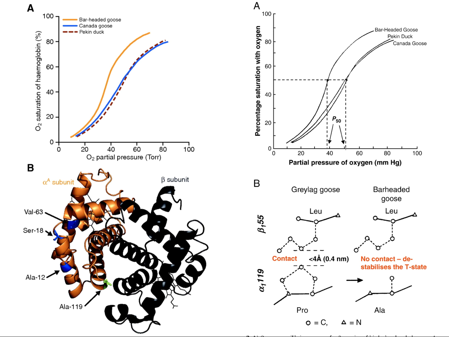So that is one adaptation that has occurred to allow the bar-headed geese to fly over the Himalayas. Their hemoglobin can pick up oxygen to a greater extent under low oxygen conditions than other birds.